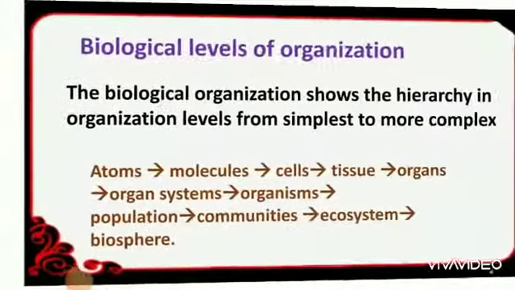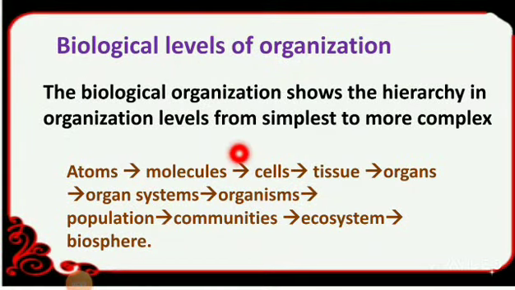Next, biological levels of organization. The biological organization shows the hierarchy in organization levels from simplest to more complex. That is, atoms to molecules, molecules to cells, cells to tissues, tissues to organs, organs to organ system, organ system to organism, organism to population, population to communities, communities to ecosystem, ecosystem to biosphere.